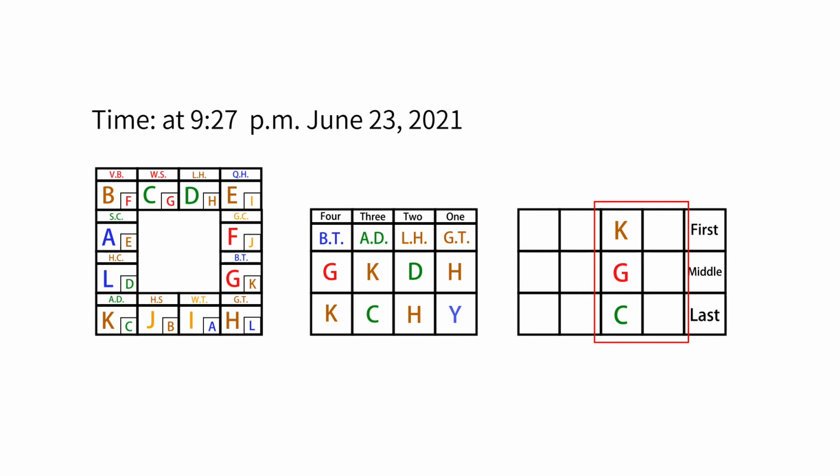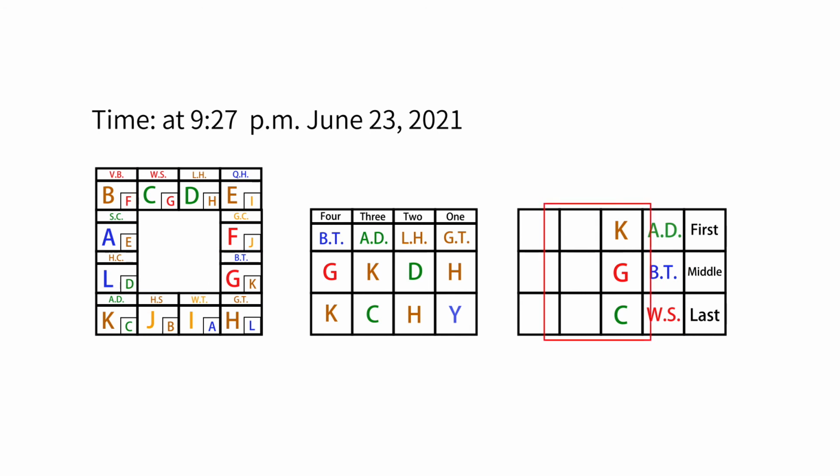In this course, the celestial of terrestrial branch K is the Azure Dragon, so we write AD next to the first transmission. The celestial of terrestrial branch G is the Black Tortoise, so we write BT next to the middle transmission. The celestial of terrestrial branch C is the Winged Snake, so we write WS next to the last transmission.